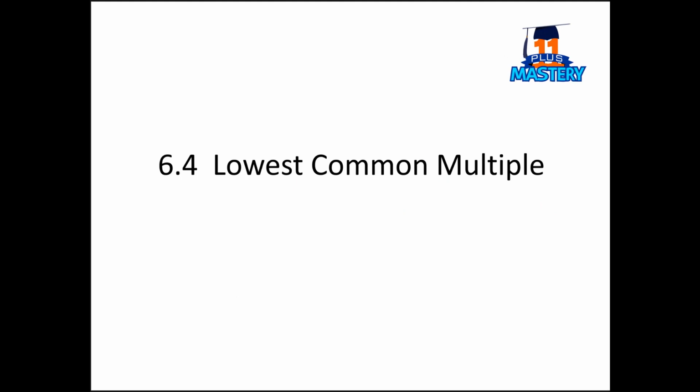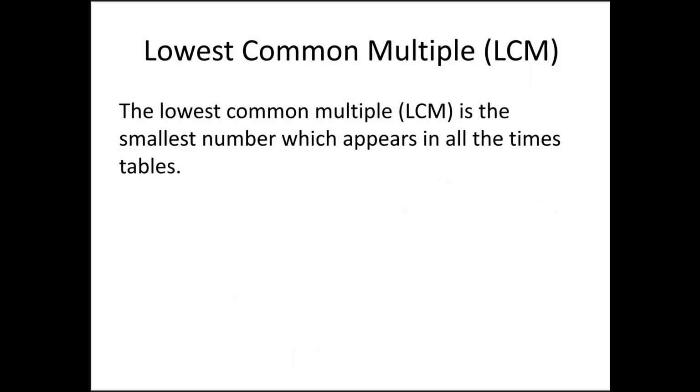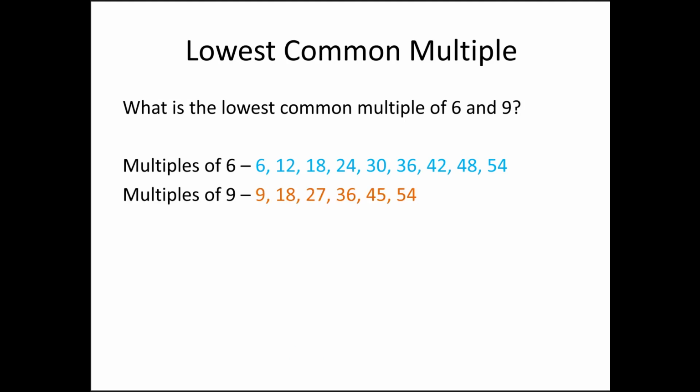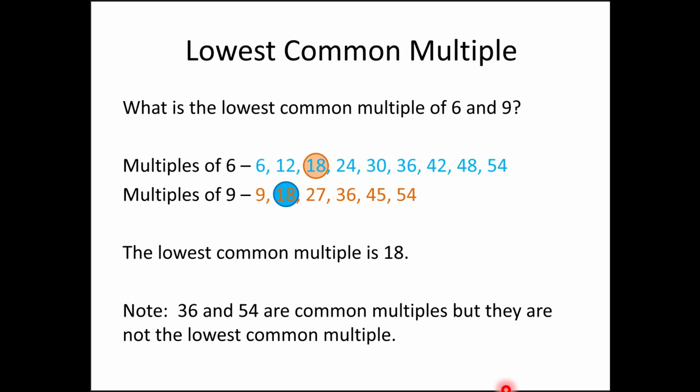Lowest common multiple. The lowest common multiple, often written as LCM, is the smallest number which appears in all the times tables. So which is the lowest common multiple of 6 and 9? Well, my multiples of 6 are 6, 12, 18 and so on, and 9 are shown there. Now 54 is clearly going to be in both because it's 6 times 9. However, I notice that 18 is my lowest common multiple, and so that is my answer.